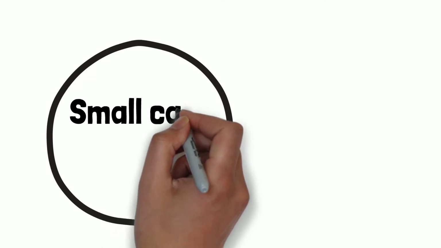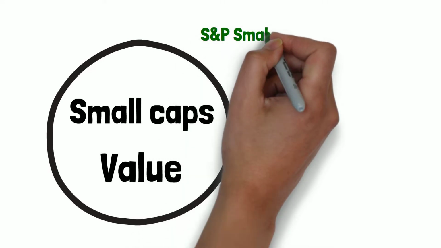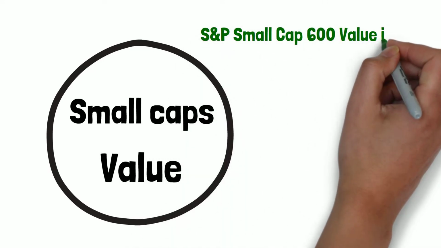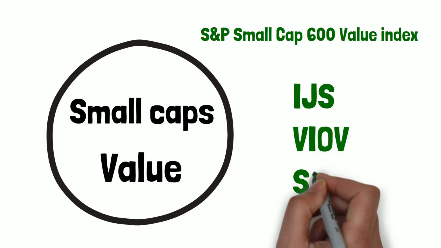You can use combinations of factors to get higher returns. The 2 factors that have the best returns combined are small caps and value stocks. There are some ETFs that follow the S&P Small Cap 600 Value Index, for example, IJS, VIOV, and SLYV.